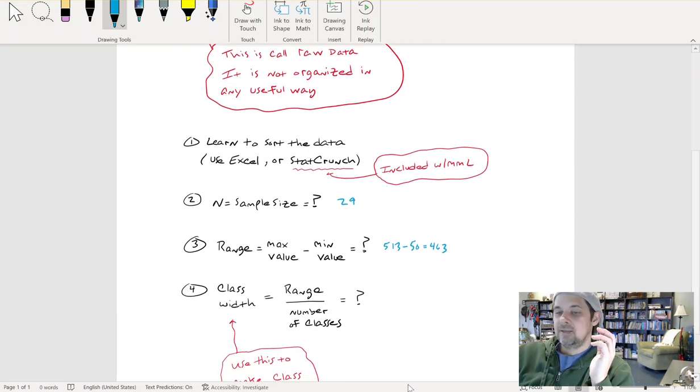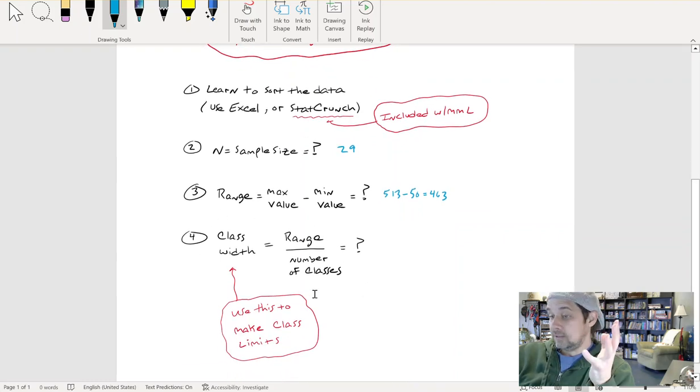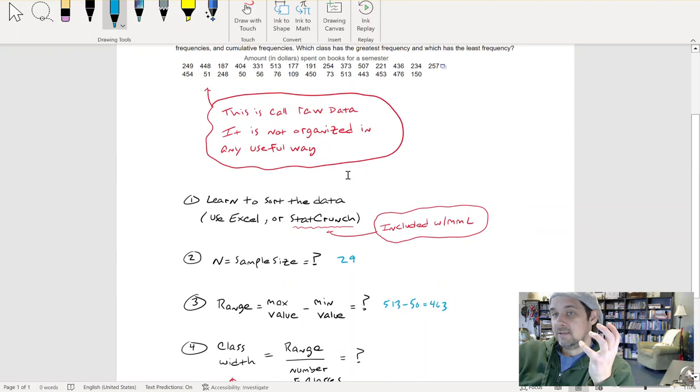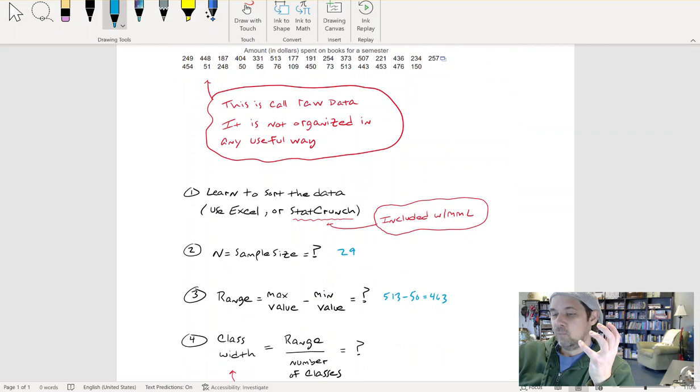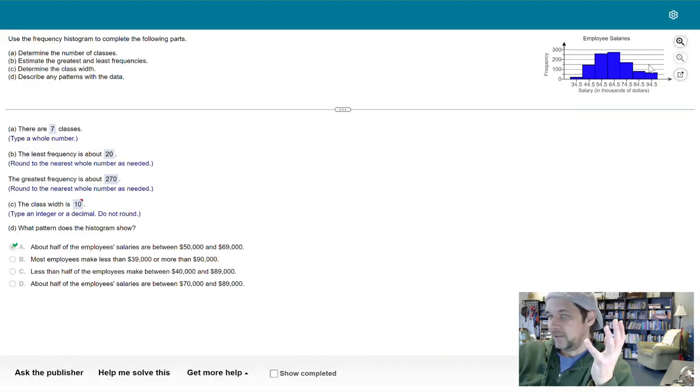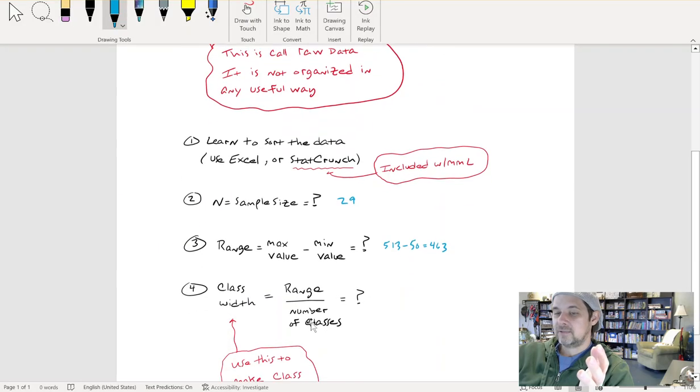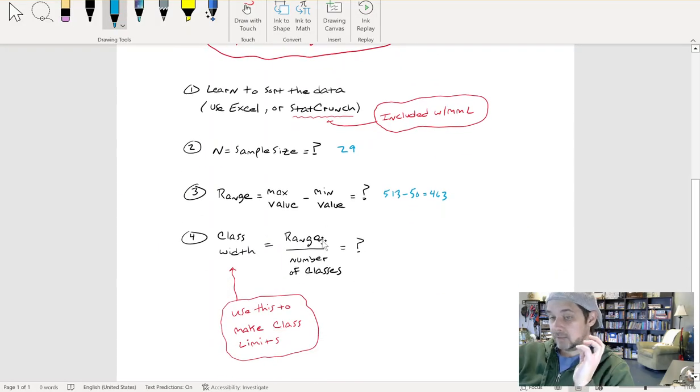Now the class width, which is ultimately, if I take this raw data and I want to make a graph like this, a frequency histogram, because people like graphs, people think graphs are easier to look at than numbers and data, then that's entirely based on knowing what this class width is. But you just take the range, which we found already, and you divide by the number of classes, okay?